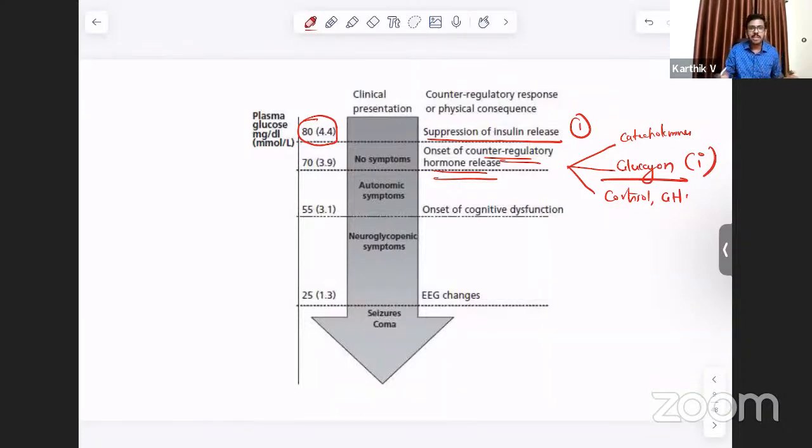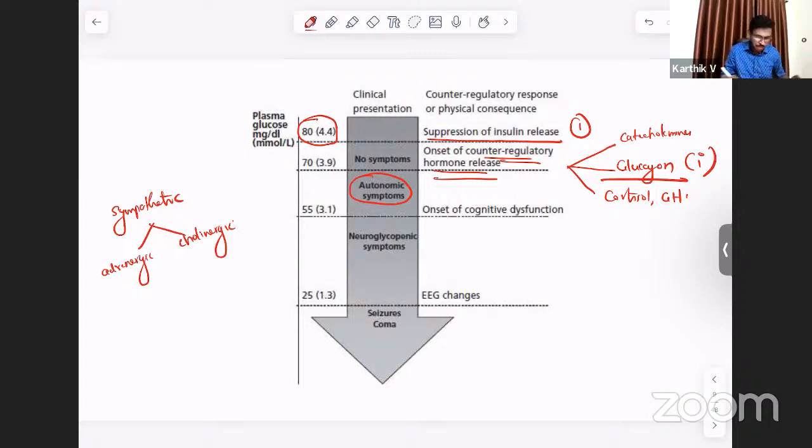everything will be released, and especially these catecholamines will cause the autonomic symptoms. Okay, autonomic symptoms means sympathetic nervous system activation, both adrenergic and cholinergic. So both sympathetic adrenergic and cholinergic activity will be increased. Thereby, the patient will start experiencing the autonomic symptoms of hypoglycemia.